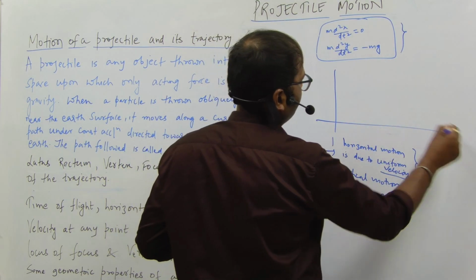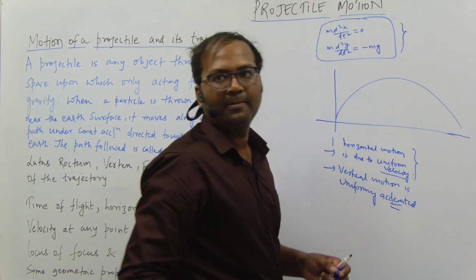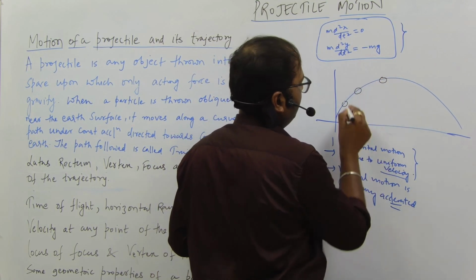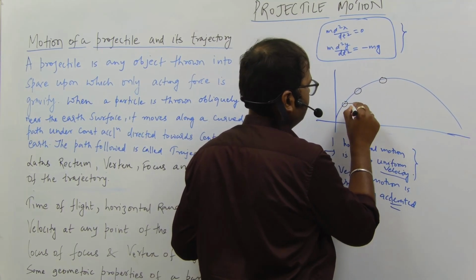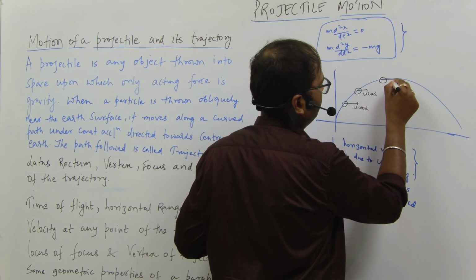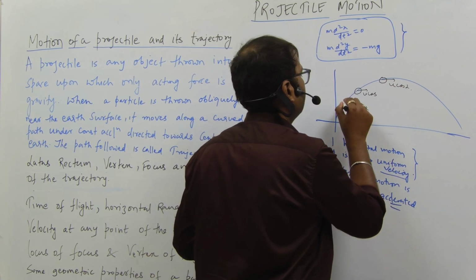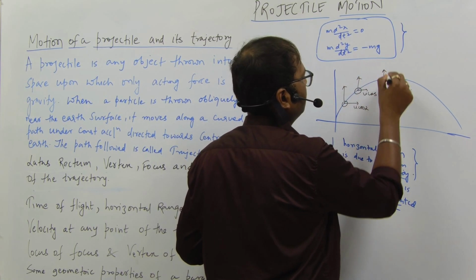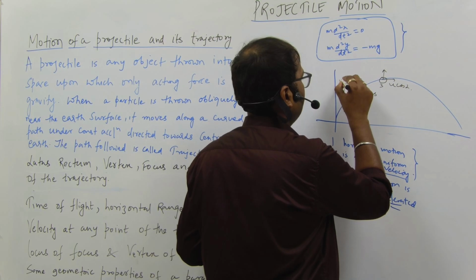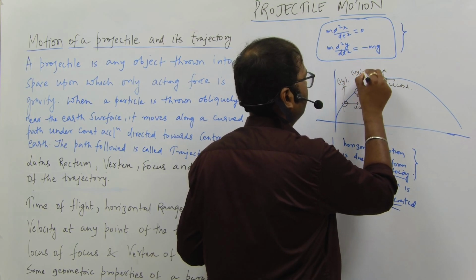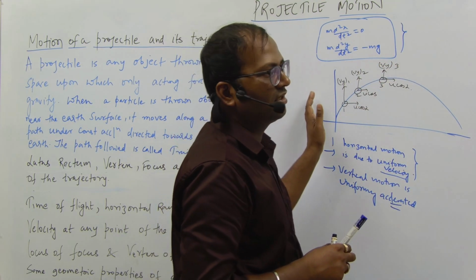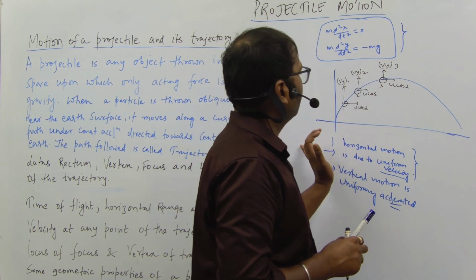So let us consider this projectile and take a few points here. At all these points the horizontal velocity is constant, which is u cos alpha. But the velocity along the vertical direction is not constant. It is getting changed. Suppose this point is 1, this is 2, this is 3. So we have Vy1, Vy2, Vy3. The velocity along the vertical direction changes with the passage of time.